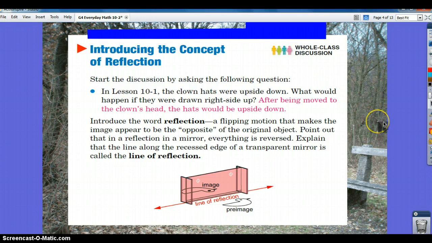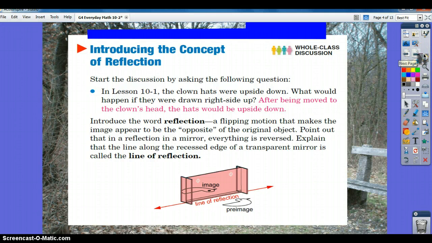So I want to introduce you to the word reflection. It's a flipping motion that makes the image appear to be on the opposite of the original object. In a reflection in a mirror, everything is reversed. The line along the recessed edge of the transparent mirror is called the line of reflection. And it's showing you here down below.